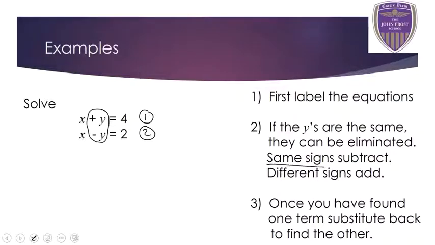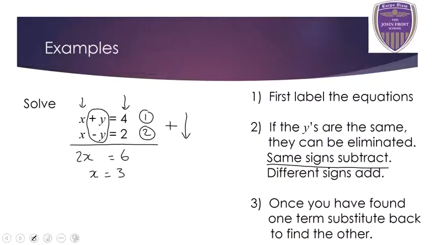Do they have the same signs? No. One has a positive, one has a minus. So if they have different signs, then we add the two columns together. If we add x and x, we get 2x. If we add y and minus y, it gives us no y's. And if we add 4 and 2, we get 6. So it gives us an equation to solve of 2x equals 6. 6 divided by 2 is 3, so x will equal 3.